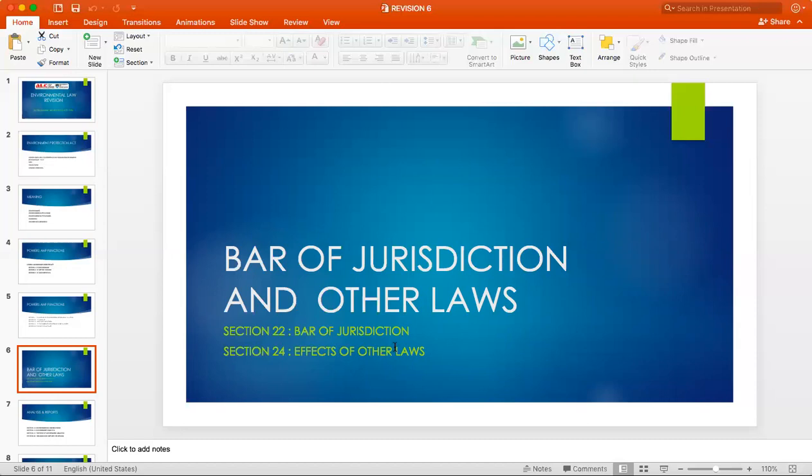Now, Section 24 talks about the effect of other laws. This is a very important part for you to understand, because it has created a lot of controversy. Section 24 is subject to the provisions of subsection 2. The provisions of this Act and the rules or orders made under it shall have effect notwithstanding anything inconsistent therewith contained in any enactment other than this Act. That is, the provisions of this Act enjoy predominance over other enactments.